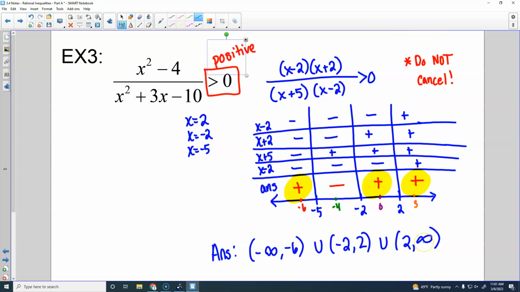Oh, I think I messed something up on the last problem. I got to go back. Let's get this first, though. It's very minor, but I think it makes a difference. Oh, I'm sorry. Yes, I was looking at that wrong. I was looking at the number that I plugged in. Thank you. Negative 5.